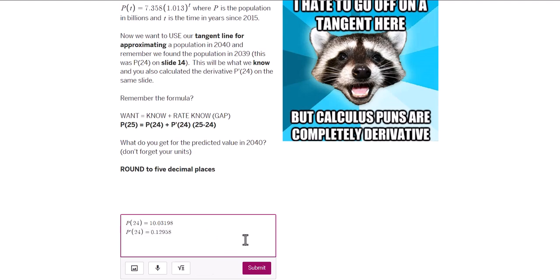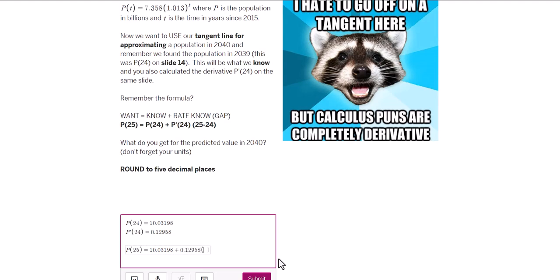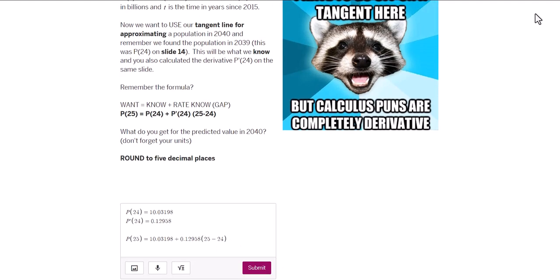And so all you're doing here is just looking exactly at what it says to do. So it says take P of 25 is what you want. What you know is P of 24, so 198, plus the rate that you know, 58, and then times the gap. The gap is what you want, the 25 minus 24. So that's what you would be plugging into a calculator.